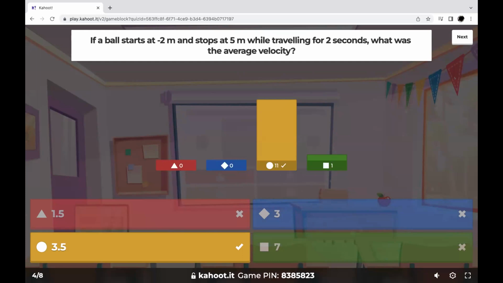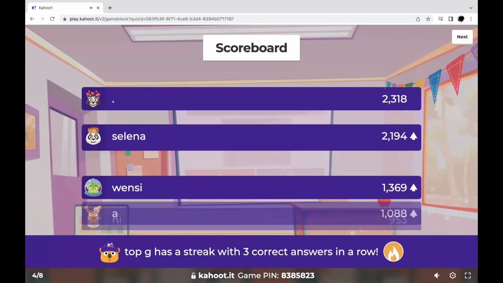If you start at -2 meters and stop at 5 meters, your displacement is going to be 7 meters. And of course, displacement divided by time is 7 divided by 2, which is 3.5. When you're doing these types of questions, remember that you don't have to have traveled in a straight line from start to finish. If you roll backwards 8 meters and then go forwards 15 meters, that would still be an average velocity of 3.5 over 2 seconds. That can be a little awkward in some tests.